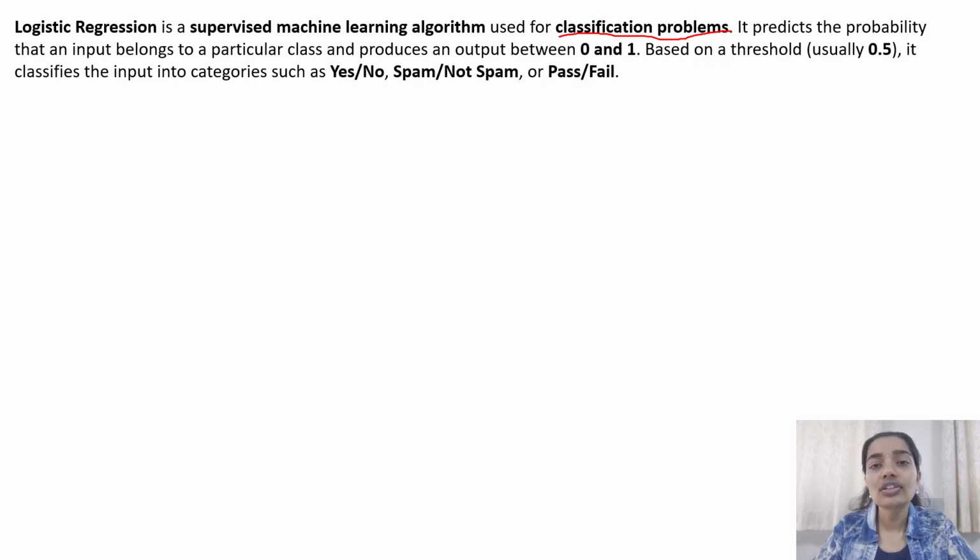So we set a threshold of 0.5. If we are considering a pass or fail condition, then if the value is greater than 0.5, we say that the student has passed. Otherwise, if the probability is less than 0.5, we say that it is a fail. So basically this is how it works. It is again a probabilistic algorithm.